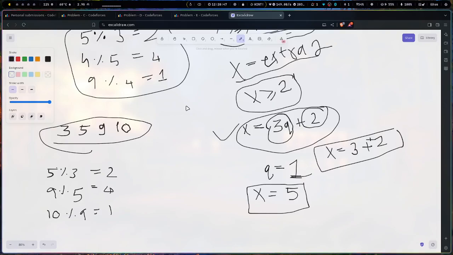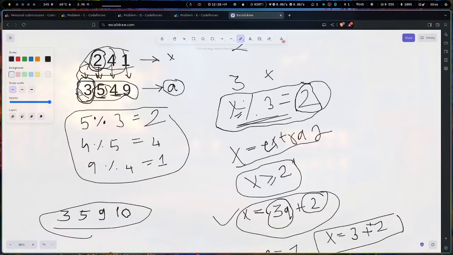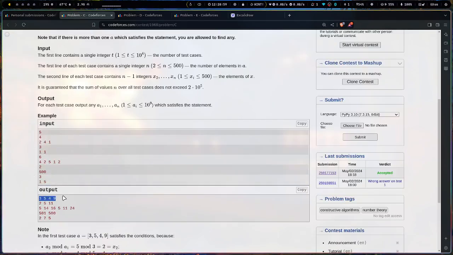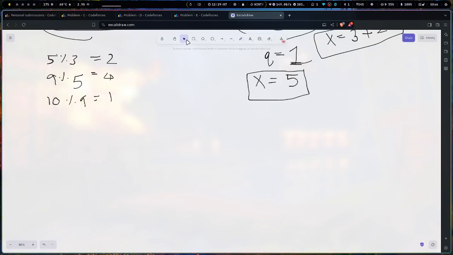We need to find what will be the first number that we can take. We cannot take any number. We cannot take 3 every time. I will tell you why. Take this example and you will see why we cannot take 3 every time.